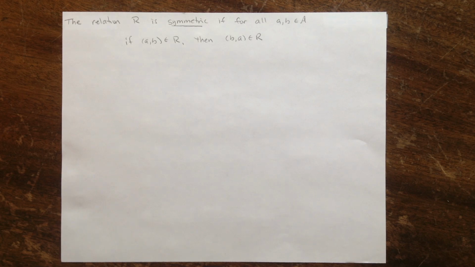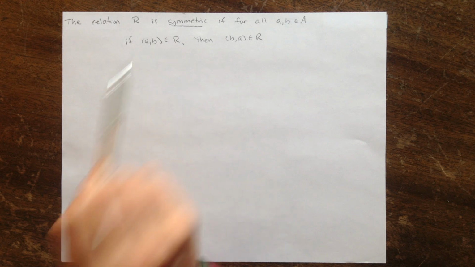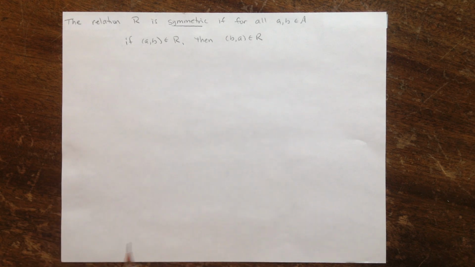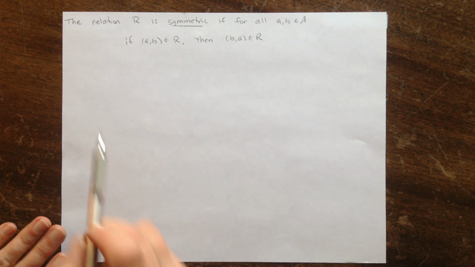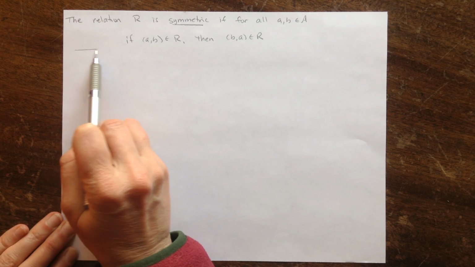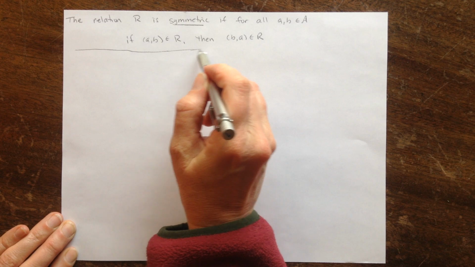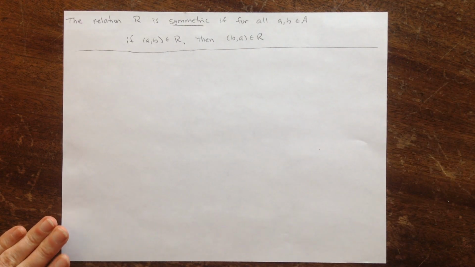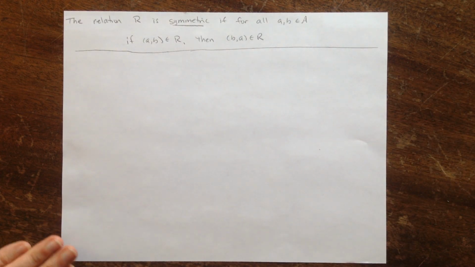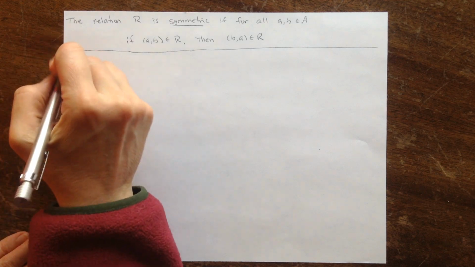Symmetric relations. So a relation is symmetric if A is related to B implies B is related to A for all of the elements A and B in the set that R is a relation on. So I'm going to look at the examples we looked at when we defined relations. So if you haven't watched that video, you should do that now.